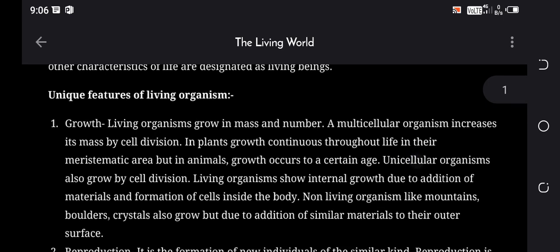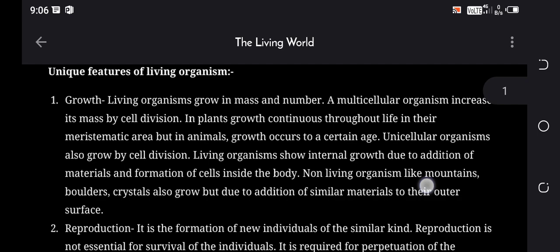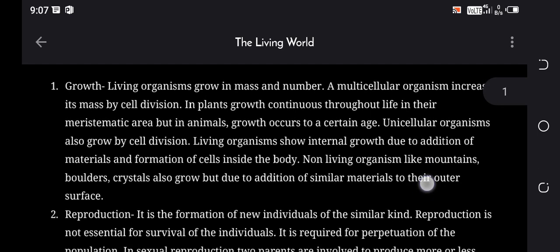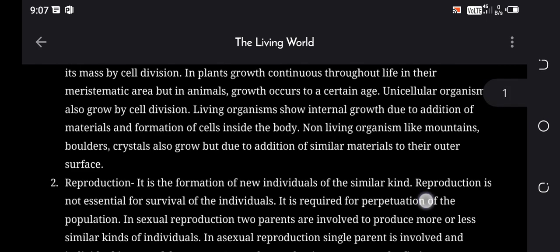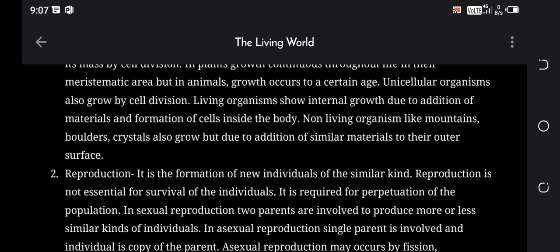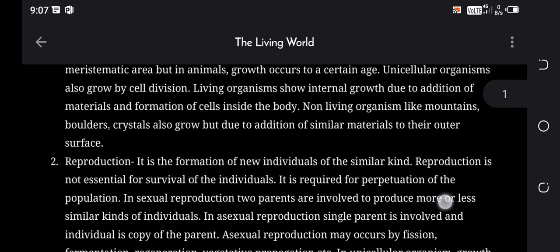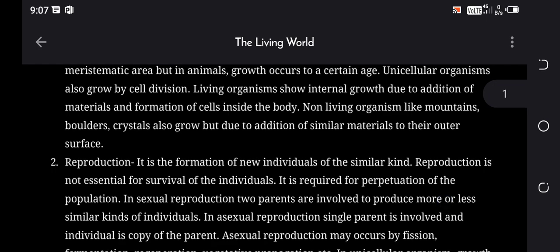The features are: first, growth. Living organisms grow in mass and number. A multicellular organism increases its mass by cell division. In plants, growth continues throughout the lifetime because there are meristematic areas, but in animals growth occurs only up to a certain age. Unicellular organisms also grow by cell division. Living organisms show internal growth due to the addition of materials and formation of cells inside the body. Non-living objects like mountains, boulders and crystals also show growth, but only outer surface growth.